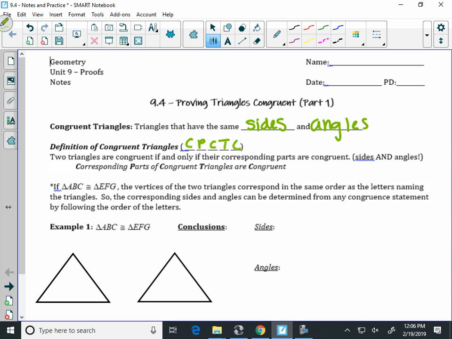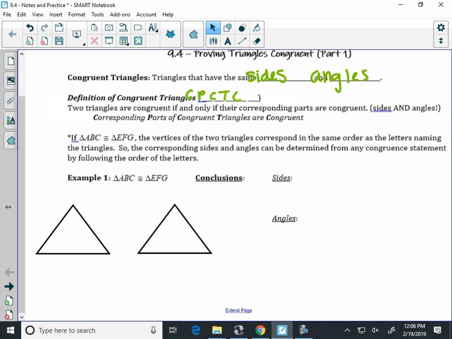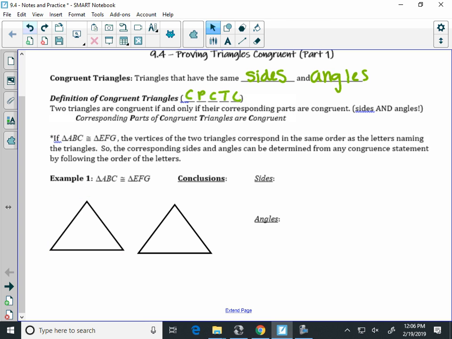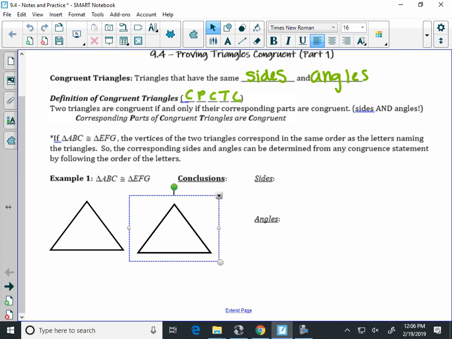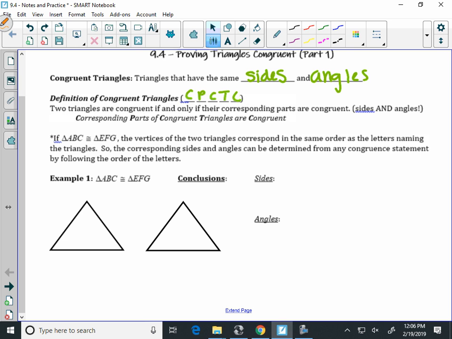If you remember from transformations, when we state that two things, or two triangles, are congruent, it depends on the order of how the vertices are written. Okay, so we have two triangles, triangle ABC and triangle EFG. Everything is congruent based off the order that the vertices are written in the congruent statement.